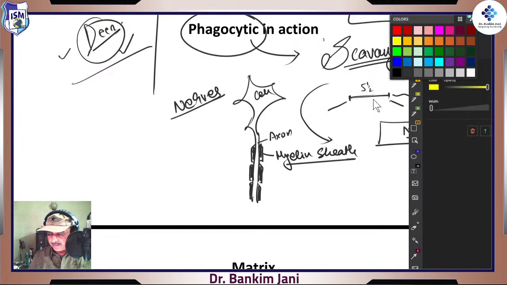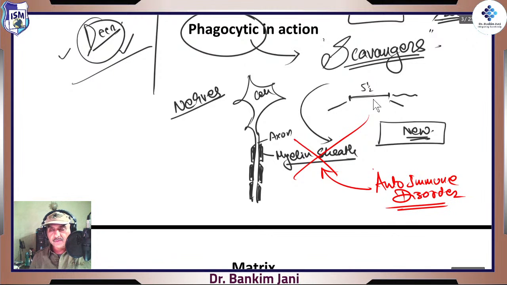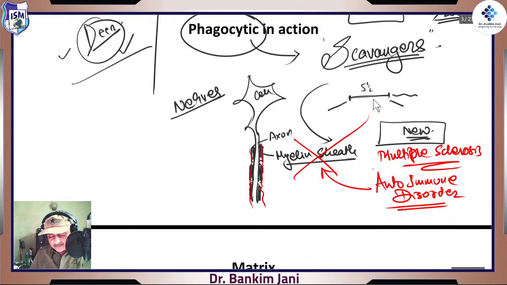Now, what would happen if this myelin sheath is gone? Why should it go? Well, what if there is some autoimmune disorder? Autoimmune disorder means the body itself is attacking its own component. Name of the disease? Multiple sclerosis. So in that case, this myelin sheath is destroyed. When it is destroyed, this poor neuron's capability is decreased.